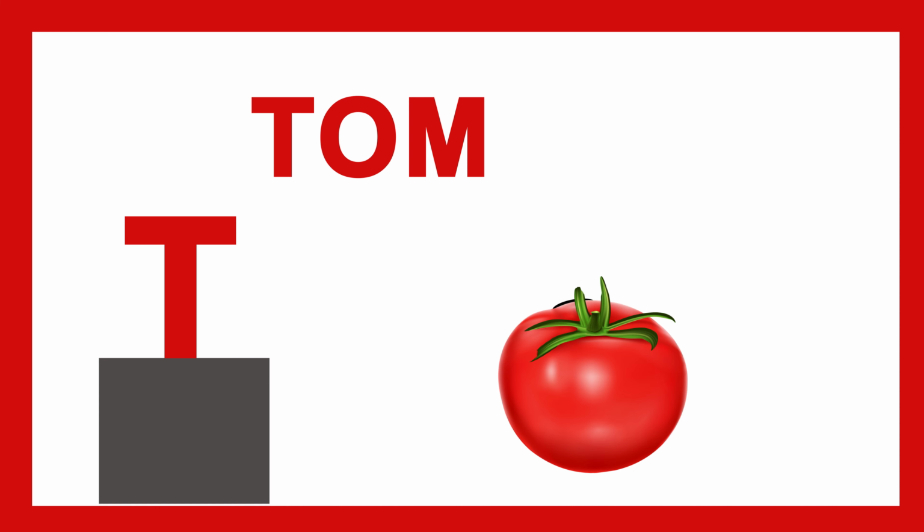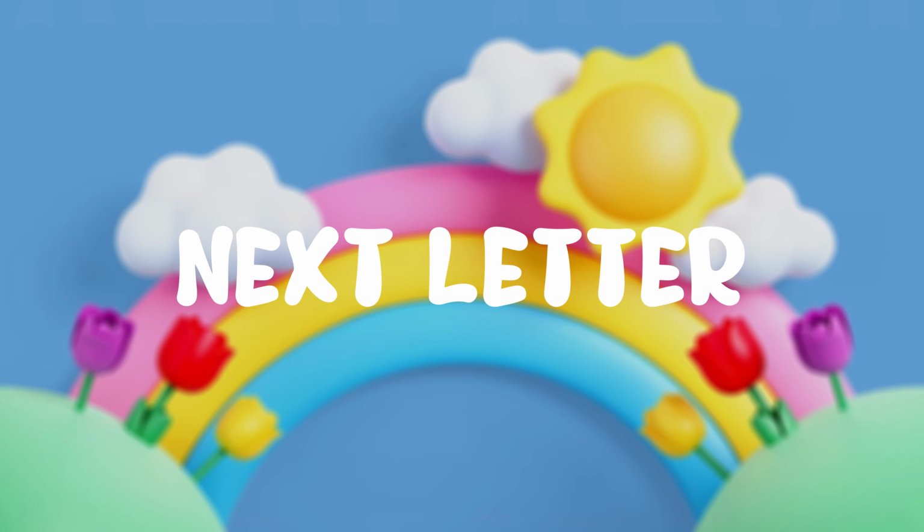T for tomato. Let's spell it. T, O, M, A, T, O. Tomato. Next letter is U. U for umbrella. Let's spell it. U, M, B, R, E, L, L, A. Umbrella. Next letter is V.